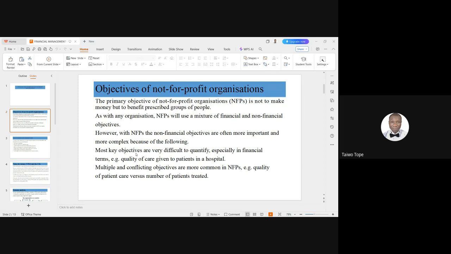So not-for-profit making organizations in financial management are organizations that are established primarily to achieve social, charitable, educational, religious, or cultural objectives, rather than to earn profit. So unlike profit making businesses, the goal of a non-profit making organization is not to generate income for owners or shareholders, but to deliver services and fulfill a mission. That is the goal of a not-for-profit making organization.